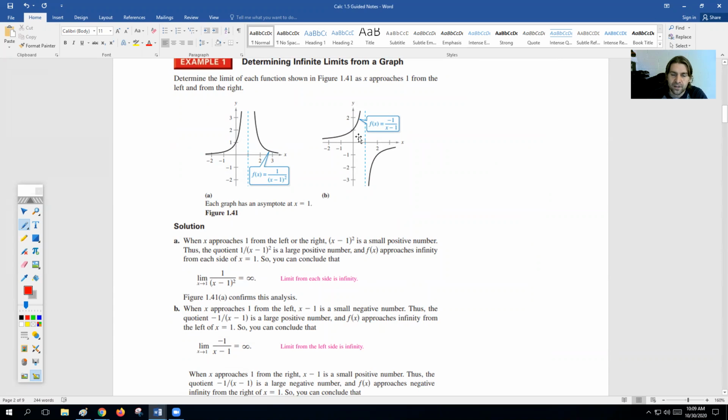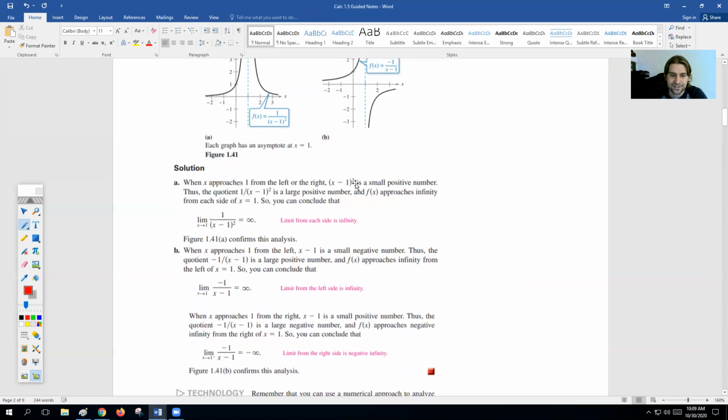Now for a problem like this one, we can say the limit from the left side is positive and the limit from the right side is negative. So the overall limit just does not exist.